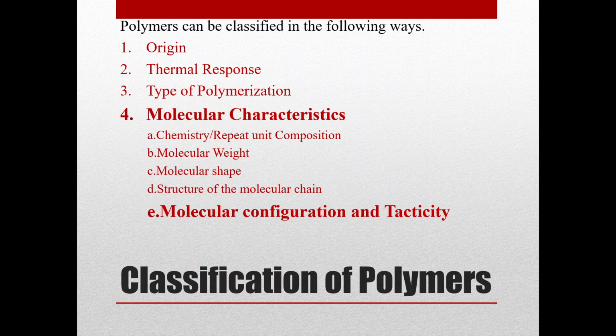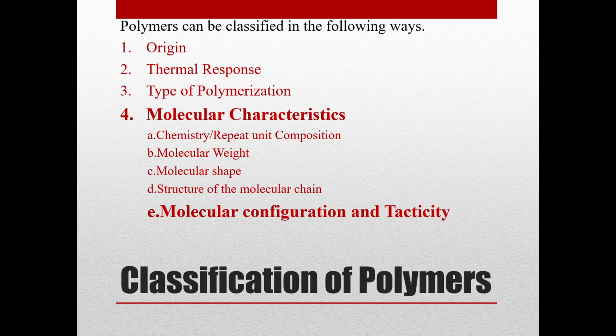So, as we have seen, we are on the fourth classification, that is molecular characteristics. And under molecular characteristics, there are subclassifications. There are 5 subclassifications, out of which the first one, as we mentioned, that we shall see it as and when we look at each and every individual fiber and their structures.